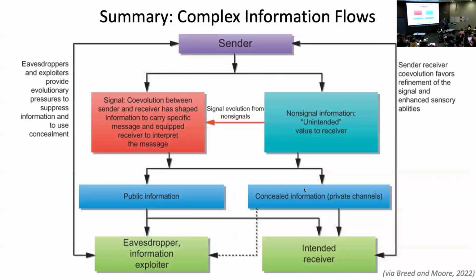So we can kind of summarize this whole thing in this diagram that we've got: senders, intended receivers, and unintended receivers. Those unintended receivers benefit from public information. In order to keep information from being public, we have concealed information in private channels. We start the whole process of signaling off with non-signal information, cues, that have some unintended value to a receiver. And over time, they evolve into signals, which are a co-evolved trait between senders and receivers that provide benefit to both.